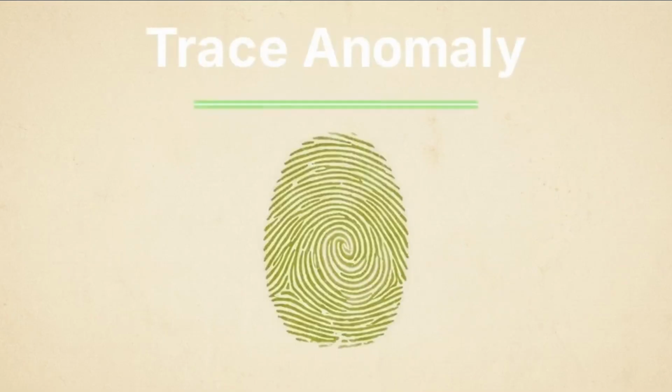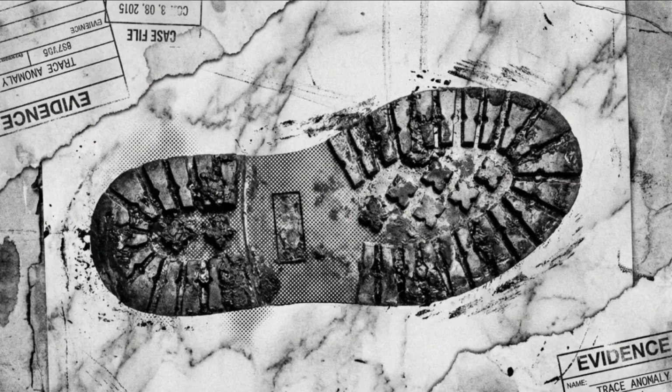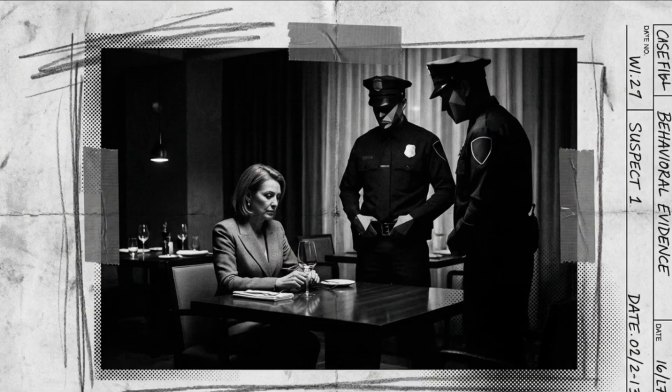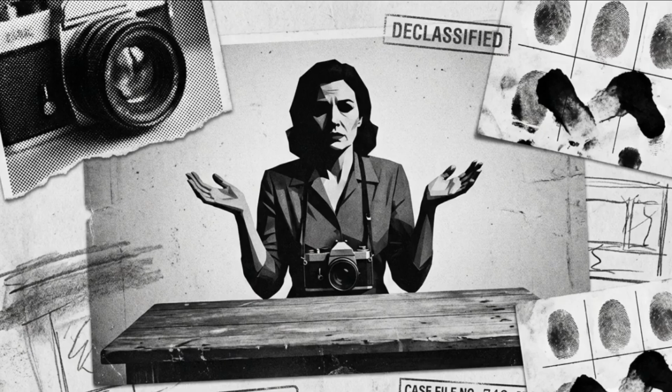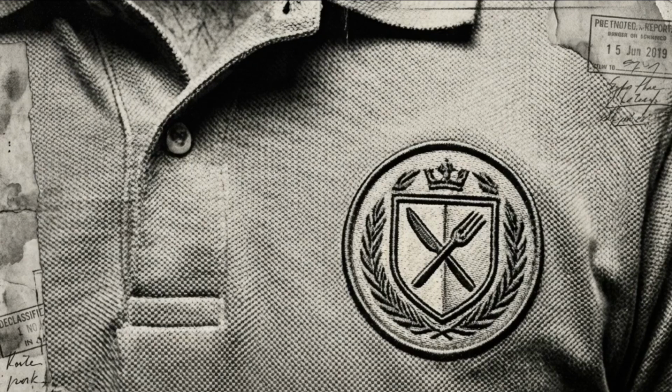The final category is the trace anomaly. Constructing a fake reality always creates friction, and that friction leaves a physical signature behind. Police question a girl at a high-end restaurant about stolen silverware. She claims she wandered in by accident to take photos, but she is wearing a uniform polo shirt featuring the exact logo of the establishment.